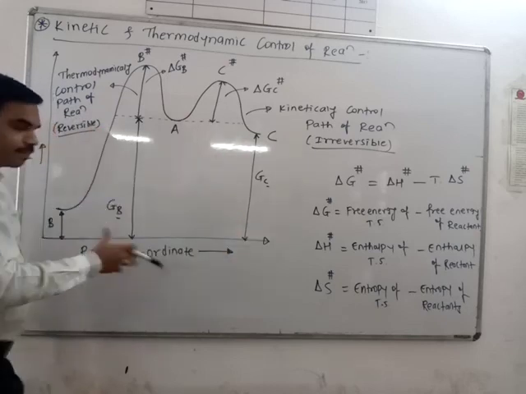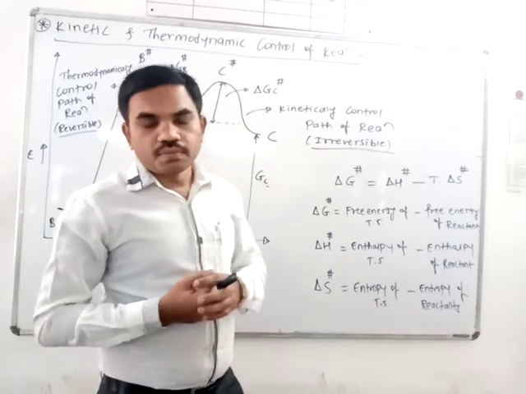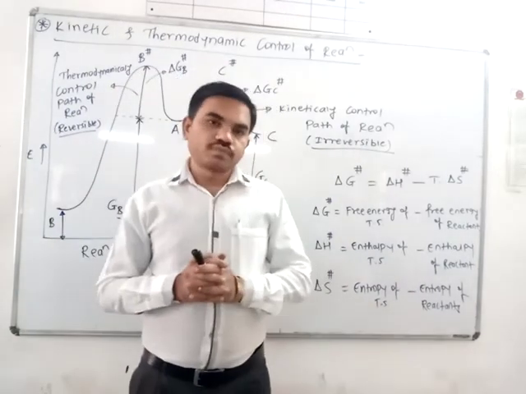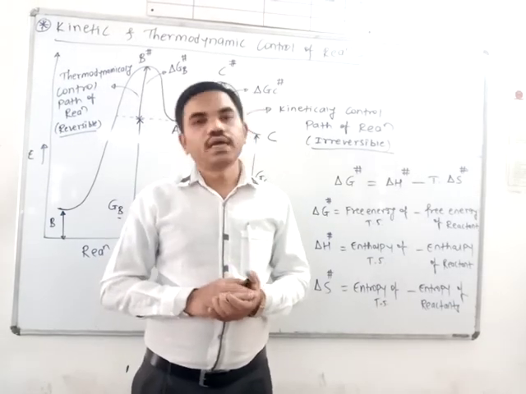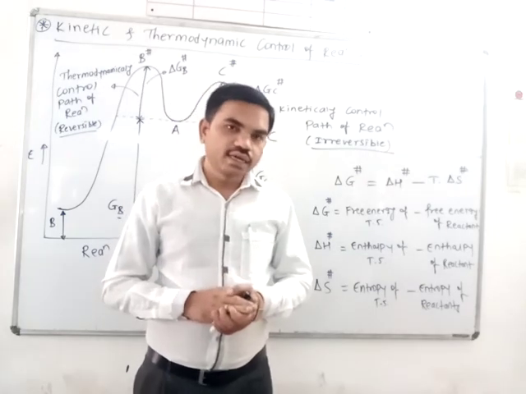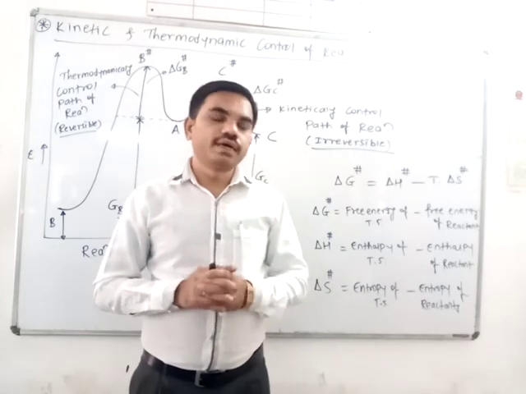So this is the way, or we can say this is the graph by which we can conclude by which way the reaction can proceed more, and this is overall about the kinetic and thermodynamic control of a reaction.